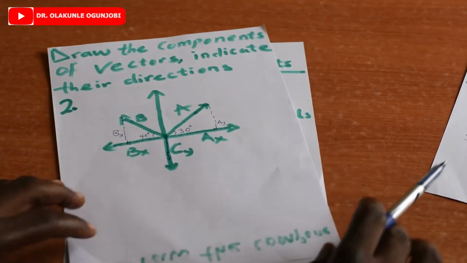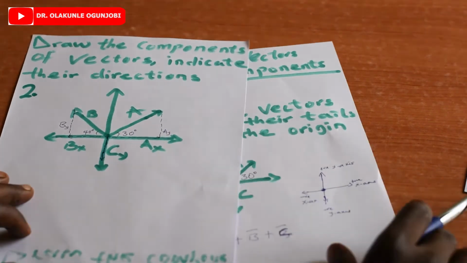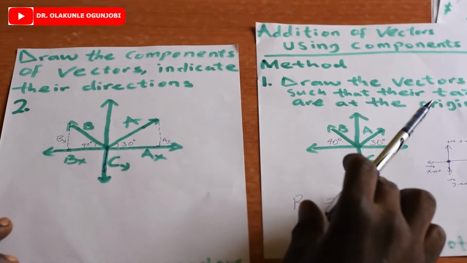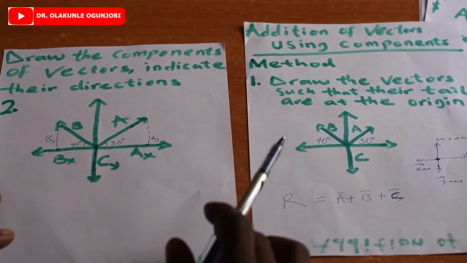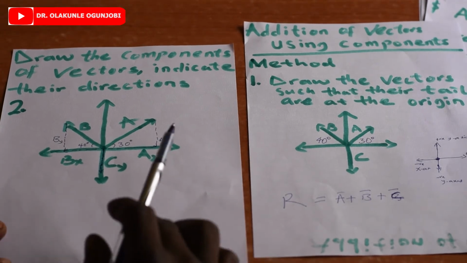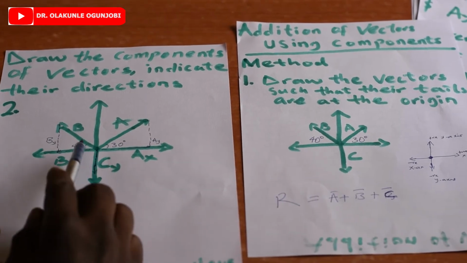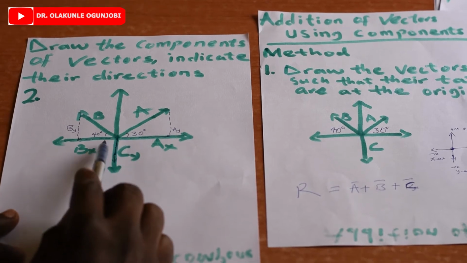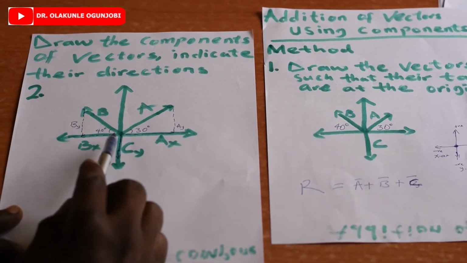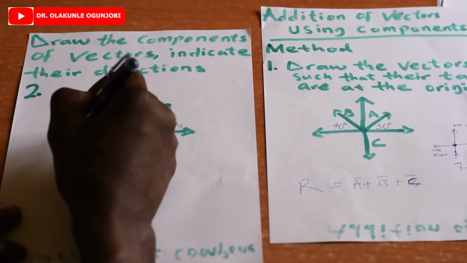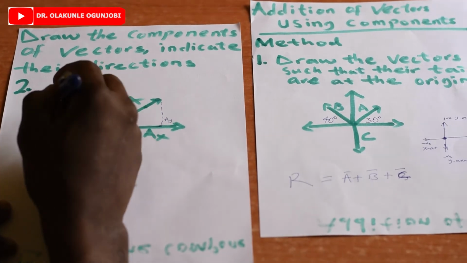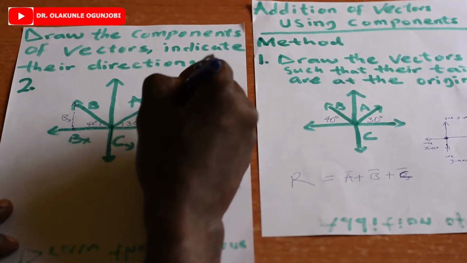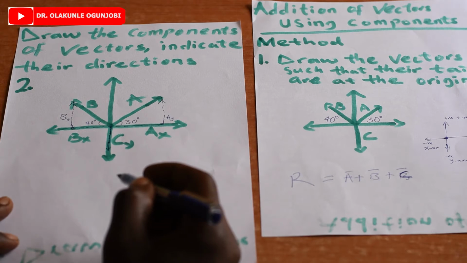Once you are done drawing the vectors such that their tails are at the origin, then you should indicate their direction. This is the same one repeated here, but in this case, we are now indicating the directions. You can see the direction that this one is going. This one is going in what direction? This one is going this direction. This is going that direction. All right. Can you see?